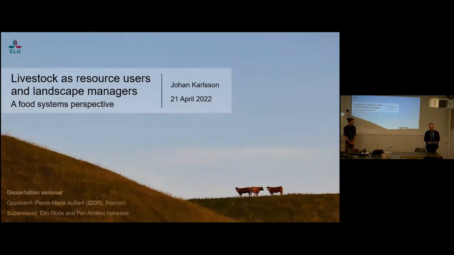So now that we have the procedure, we have to introduce everyone who is taking part in this defense. I am Professor Björn Winnerås, head of the Department of Energy and Technology, and I have been appointed by the faculty to be chairman of this session. And we have the opponent, Dr. Pierre-Marie Aubert, who is coordinator of the European Agriculture Initiative at IDDRI in Paris, in France.